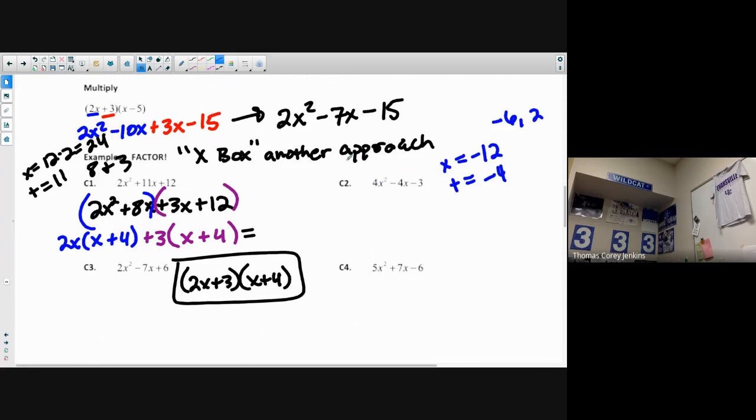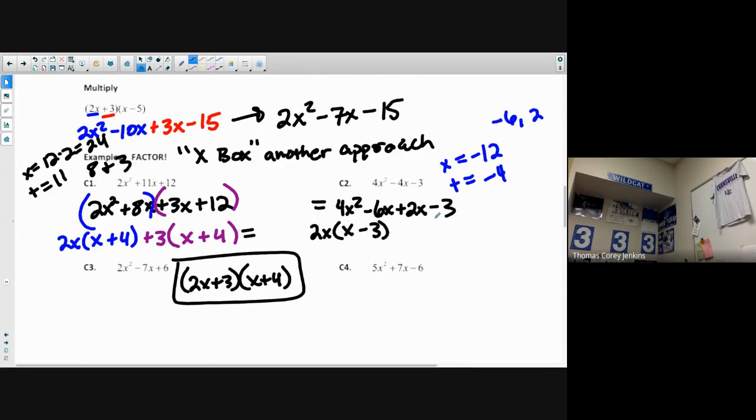All right, so let's see what that looks like. We have 4x squared minus 6x plus 2x minus 3. And now we just factor by grouping. So what can I take out of these first two terms? I can factor out a 2x. And then that's going to leave me with x minus 3.